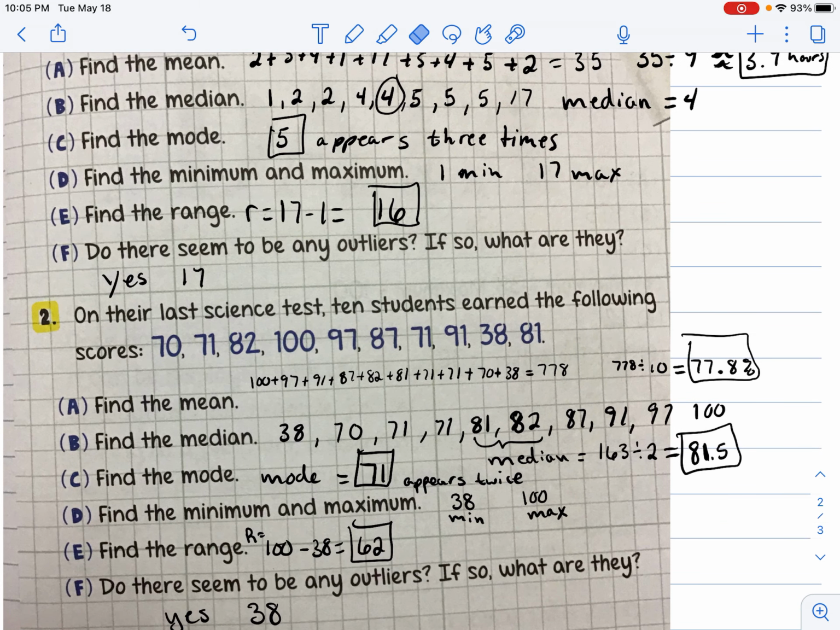We have a number of test scores. There's 10 altogether here. We add them up and we divide by 10. So that gives us the average score of 77.8%.